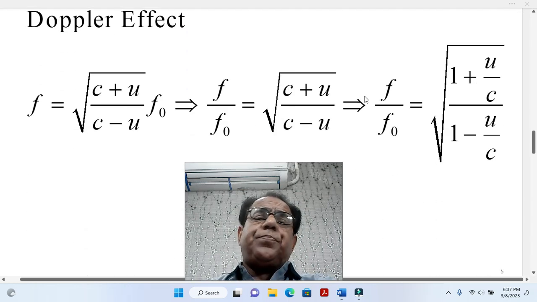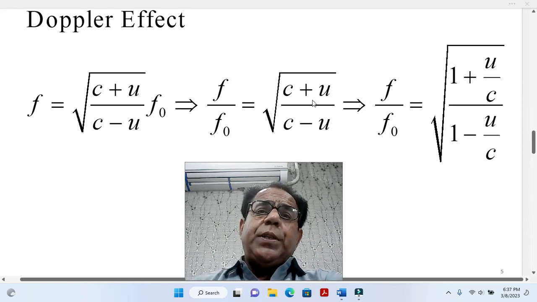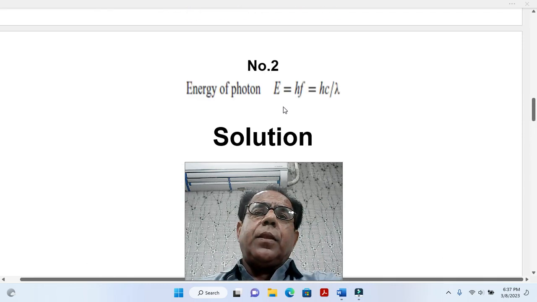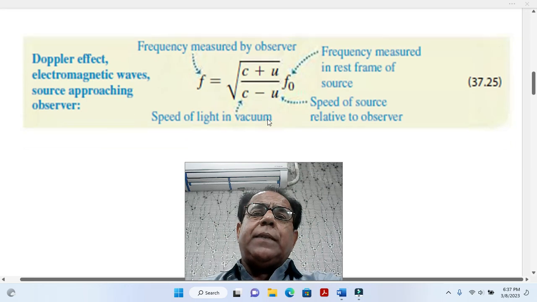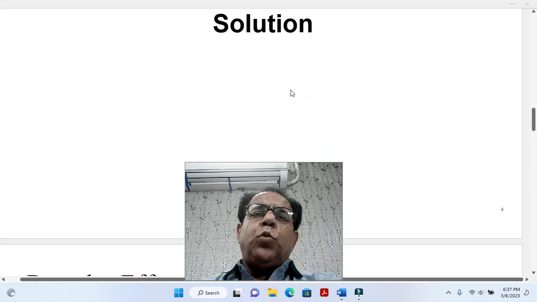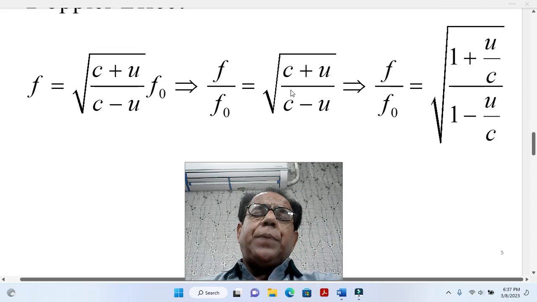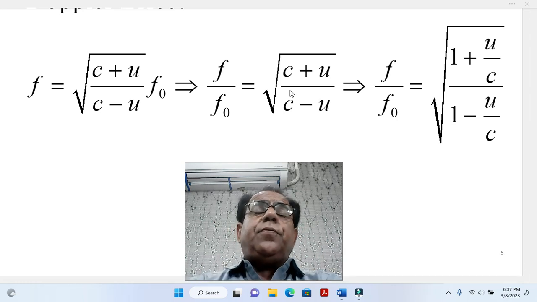So now we come towards our solution in a formal manner. f is equal to c plus u over c minus u whole under root multiplied by f naught. No difference. We have taken this expression as our primary source for solving this problem.